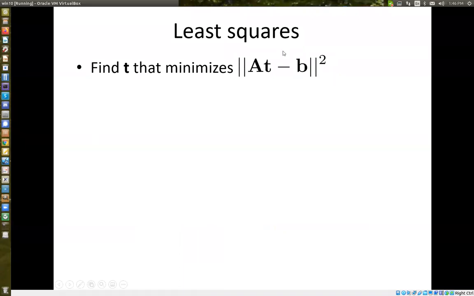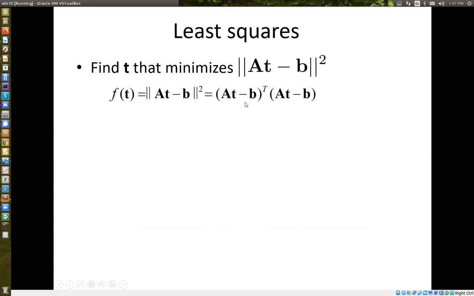This is just a scalar function, right? The norm of At minus b is just a scalar value. If I take the gradient with respect to t, I can expand this and think of it as a function of t.